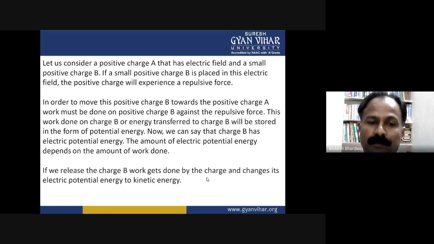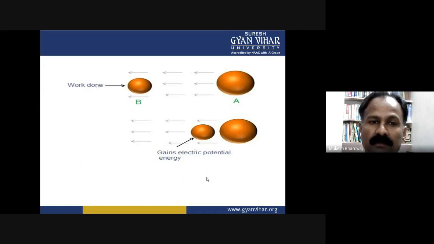The amount of electric potential energy depends upon the amount of work done. If we release the charge B, work gets done by the electric field and changes its electric potential energy to kinetic energy. This is the pictorial or diagrammatic representation of work done on electric potential.